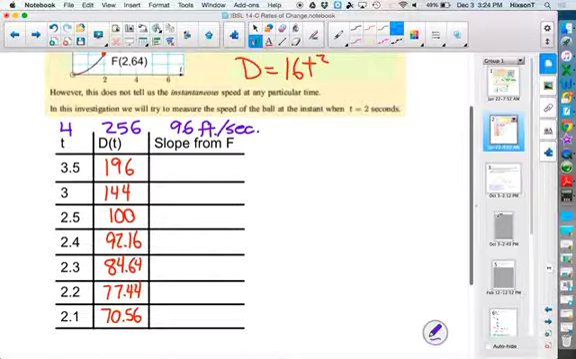Okay, what did you get for the first one? 88? Okay. And Alina, how about the second one? 80? Okay. What'd you get for this one? 2.5, 100.